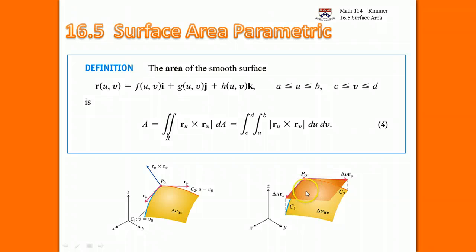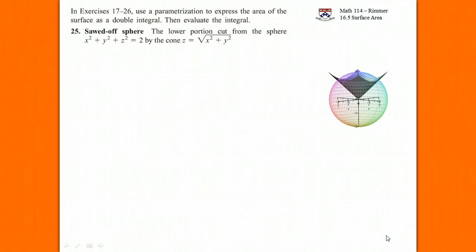So now let's go calculate for a particular example. We have a sawed-off sphere, a sphere that's cut off by the cone z equals the root of x squared plus y squared. The sphere has a radius of root 2. And what we want is the lower portion of surface area. So we need to parameterize.